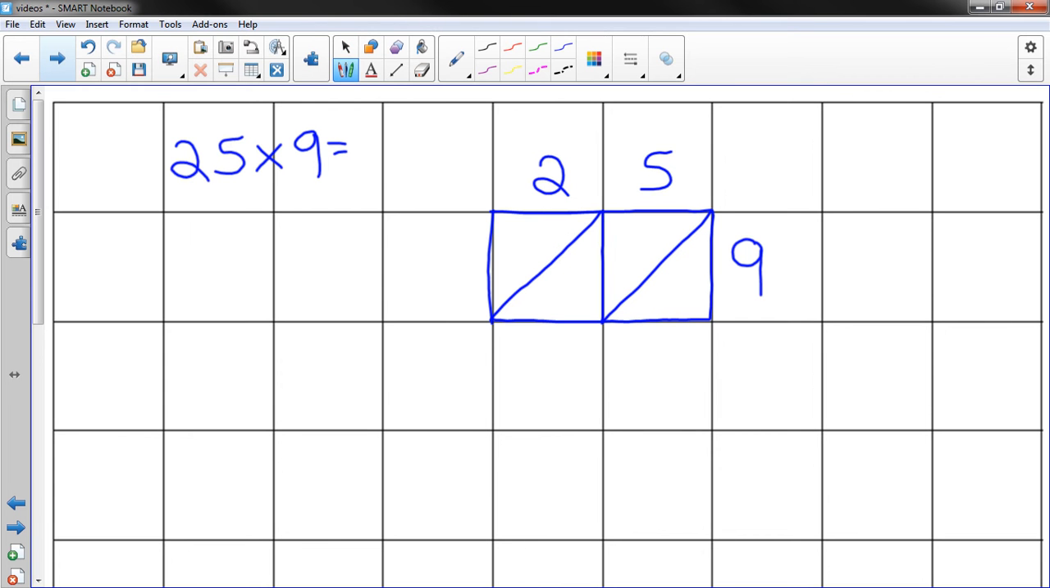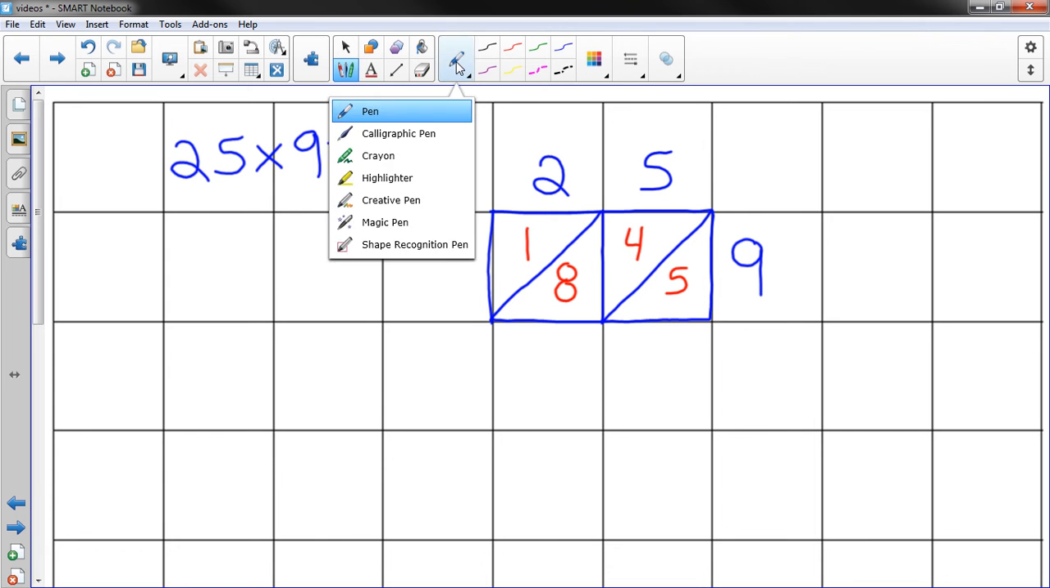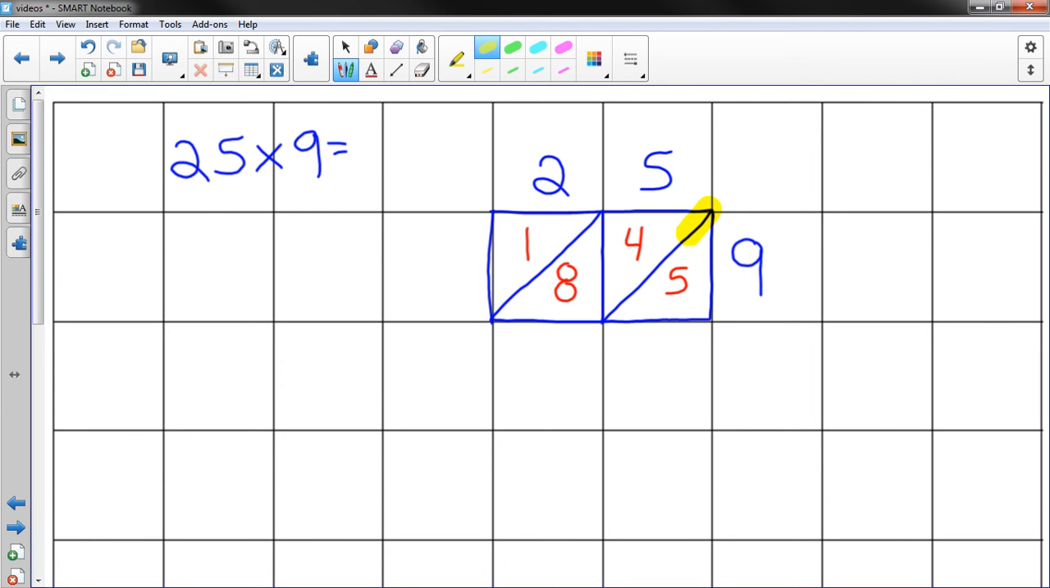So what's 5 times 9? 45. And then what's 2 times 9? 18. Okay, we solved the problem. Now we just got to do the addition part. Hopefully you remember that part. If not, use my highlighter. Maybe you want to too.